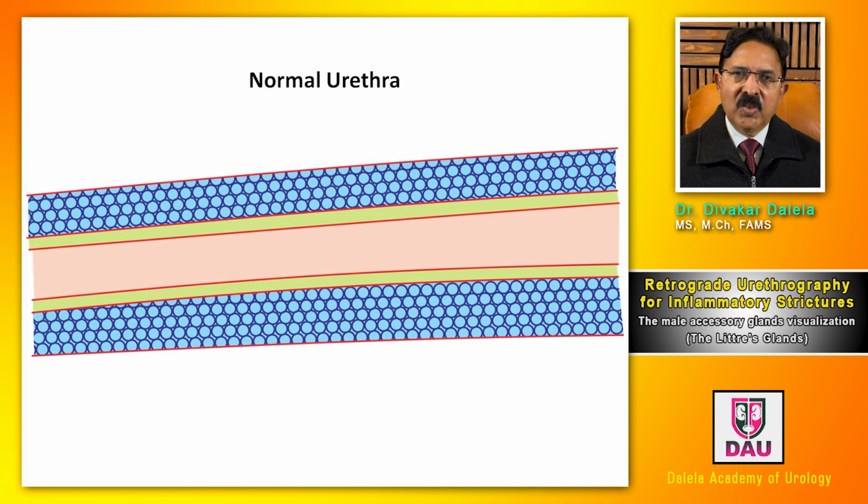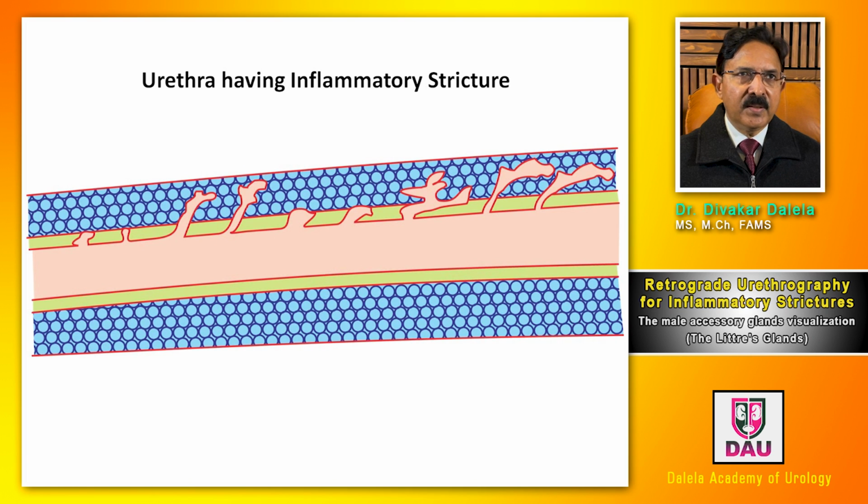If you look at this normal urethral anatomy, there is spongiosal tissue shown here by the round blue circle, and the urethral outline. You see so many of these structures jetting out from the outline of the urethra. In many urethrograms, you must have seen these outlines, and in one go you say, Littre glands are visible.